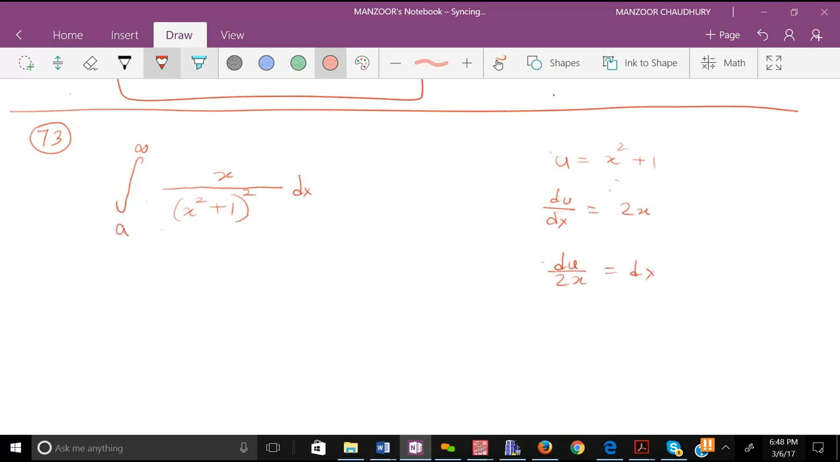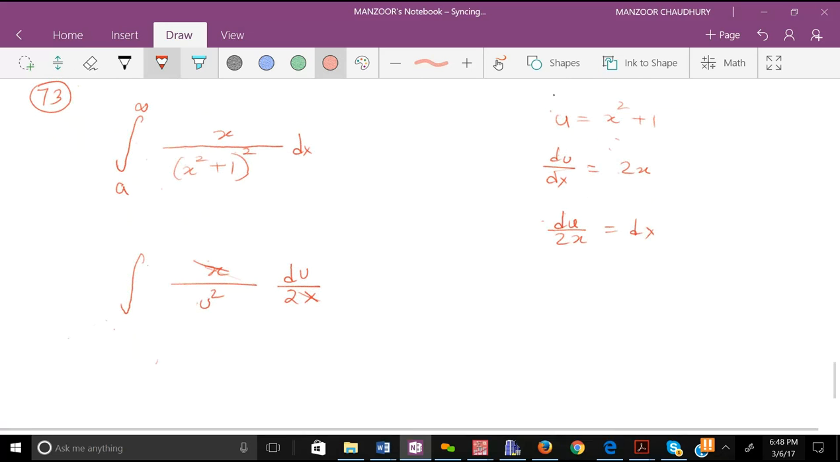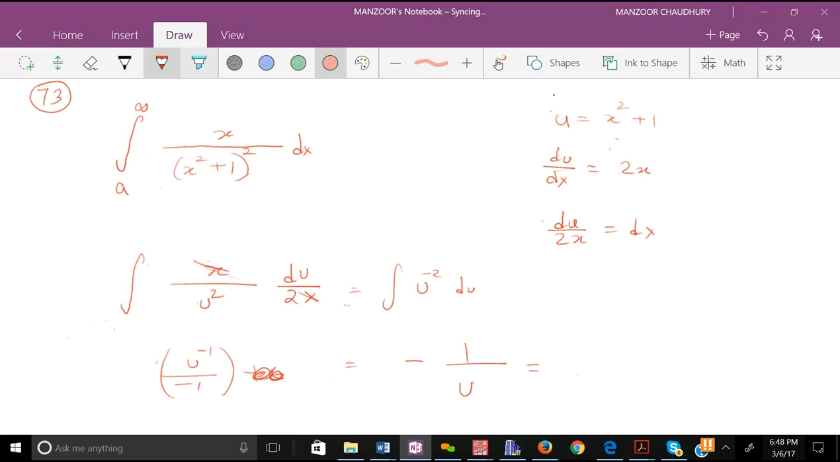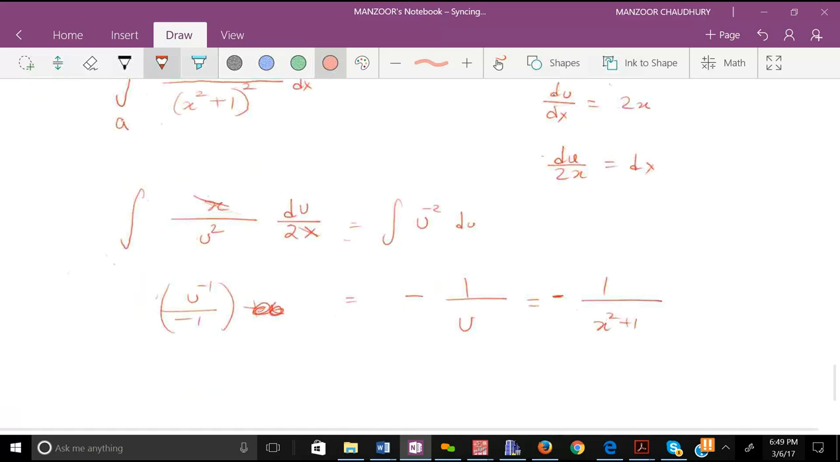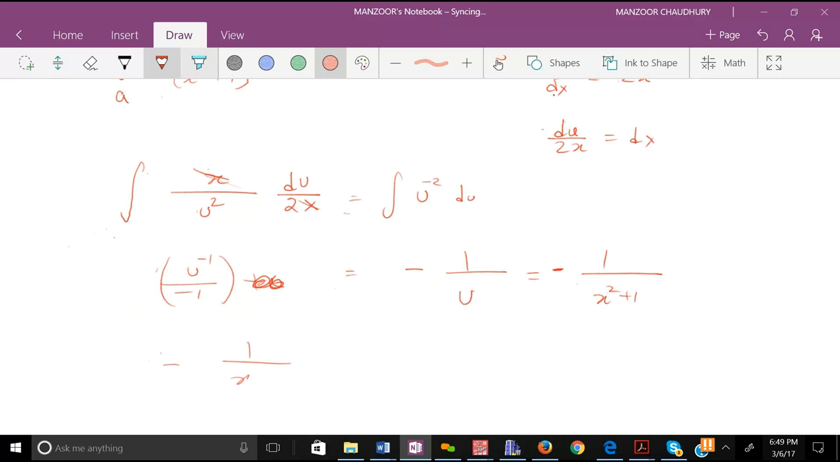If I replace it, I have x at the top, u squared at the bottom, du at the top, 2x at the bottom, and my x and x cancel out. I also have a squared plus 1 here. I want to integrate it first and put this back later. So when I integrate, this turns out to be u to the negative 2 du, which is u to the negative 1 divided by negative 1, plus c. Putting the x back, that is negative 1 over u, negative 1 over x squared plus 1.